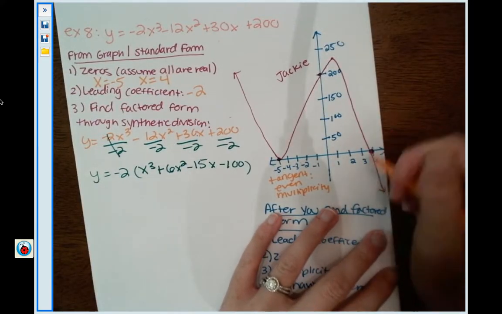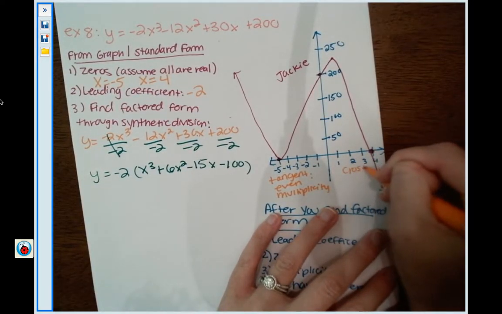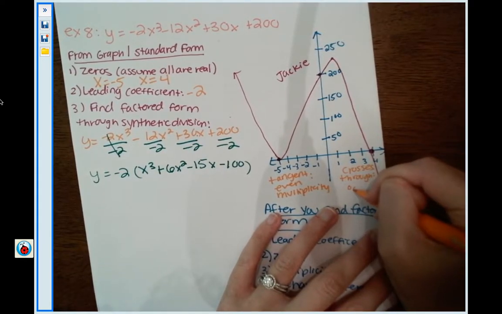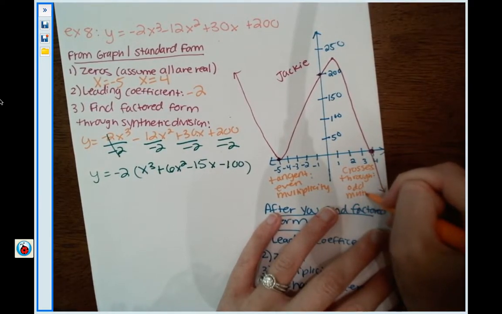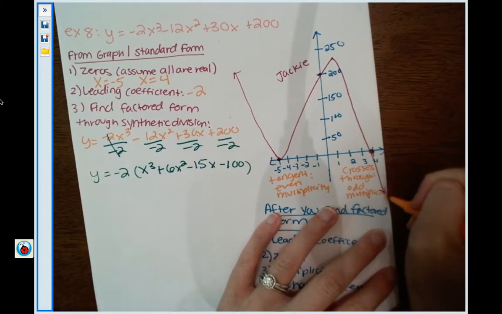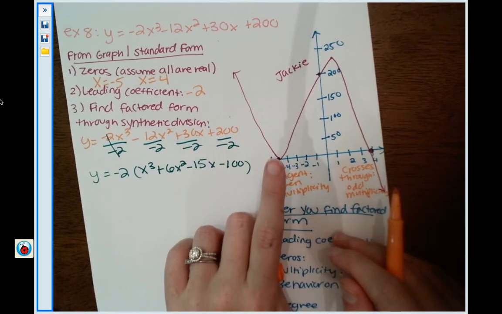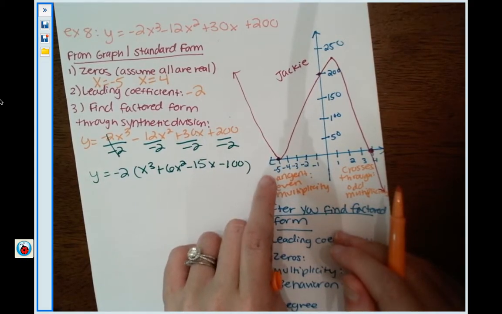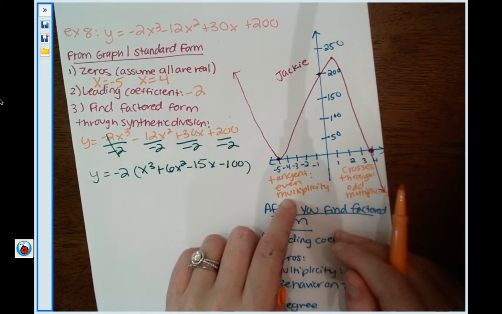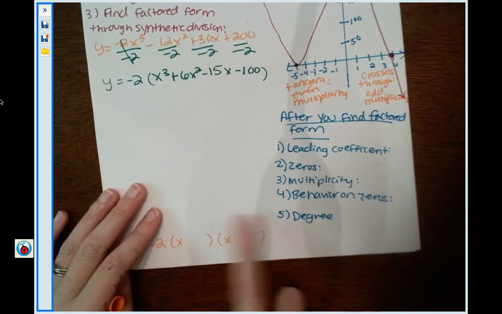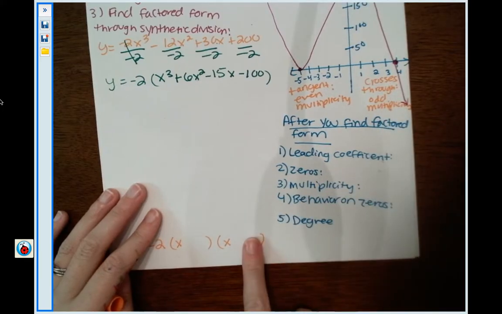Now this one just crosses through the graph. So it crosses through, which means it has an odd multiplicity. Alright, so I know that this one has to have at least 2 zeros at negative 5 because it has an even multiplicity. So I know on one of these it's an even exponent. So one of my parentheses will have an even exponent and the other one will have an odd.